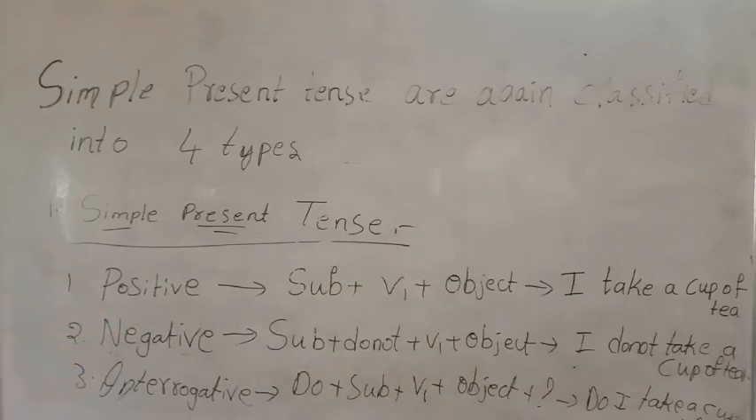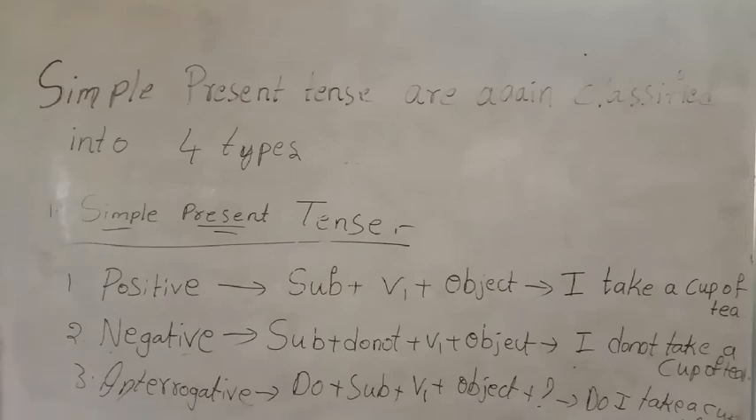A sentence can also be represented in negative. For that we must also have a formula, right? That is subject plus do not plus V1 plus object. Why are we using do not? Do not is used because I have taken the subject as I. For first person and second person, and we, they, you and all those, the negative form is do not. So, I do not take a cup of tea.